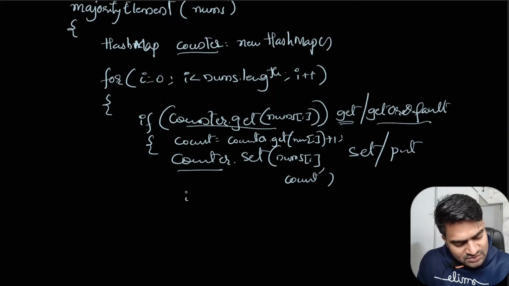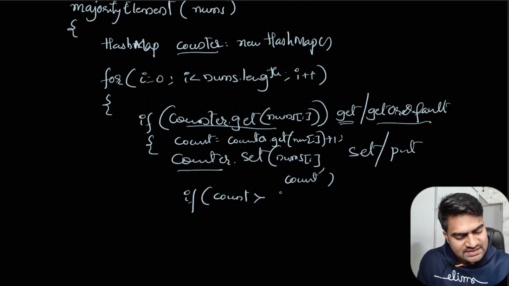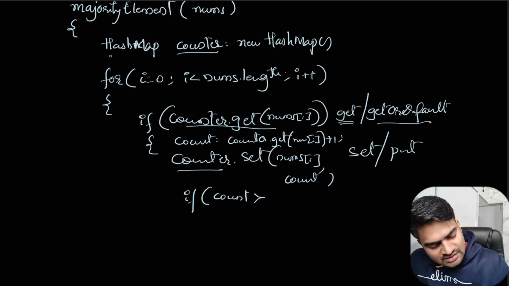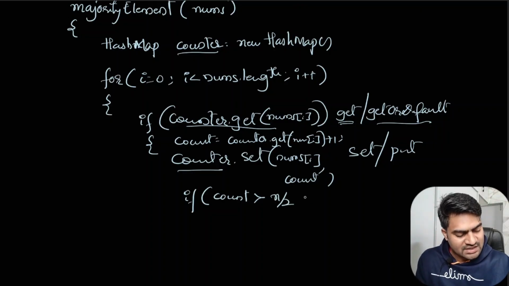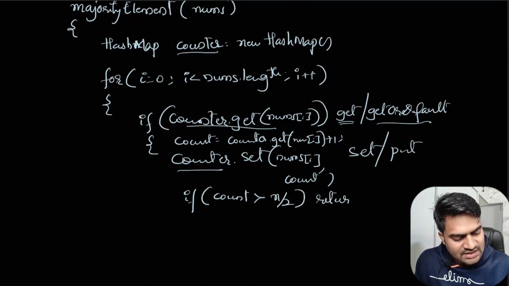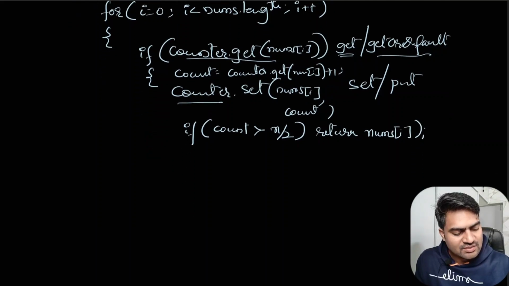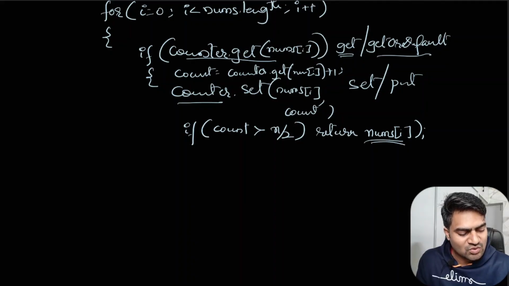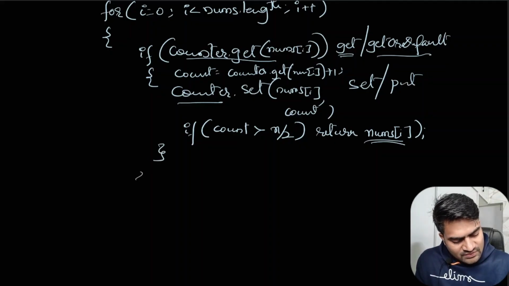Now I will also check if this particular count is greater than n by 2, then we will simply return nums[i], because this is our majority element now. If it is appearing more than n by 2 times, then it is a majority element and we will return that element. If that is not the case, we will keep adding the value to the counter and keep incrementing the value. Then finally we will return -1.